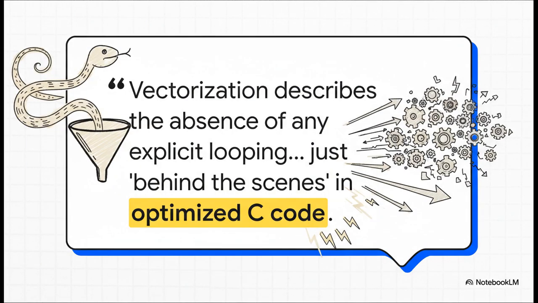So here's the real trick. The loop doesn't actually go away. It just gets moved from the slow interpretive lane of Python into the high-speed express lane of optimized, pre-compiled C or Fortran code. NumPy is like this brilliant translator that takes your simple command and then runs it using these lightning-fast languages right under the hood.